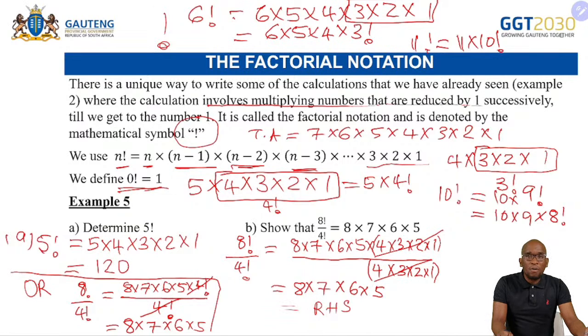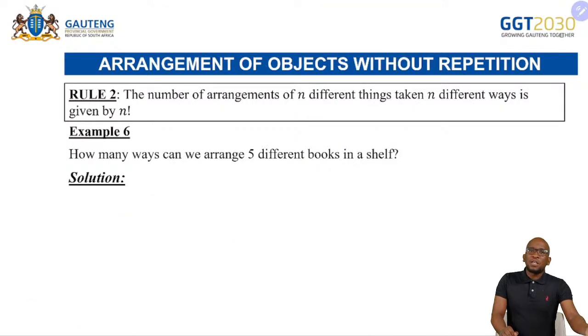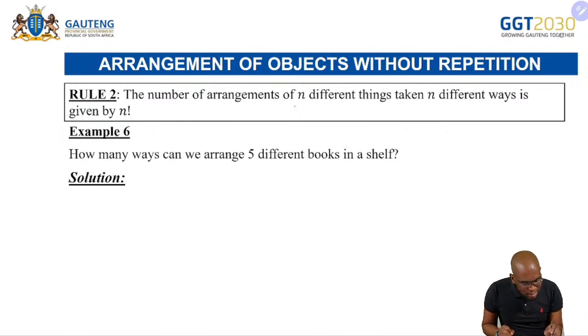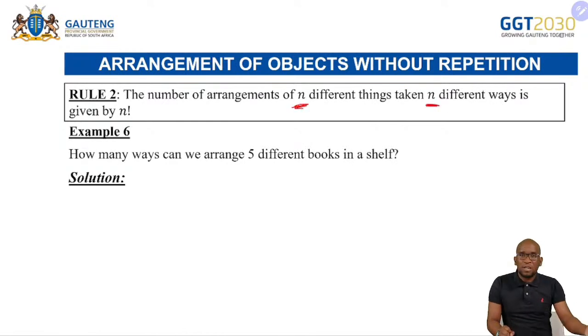Right, moving right along. Now that we've defined our factorial, we can then move on to rule 2. Rule 2 states that the number of arrangements of n different things taken n at a time is n factorial. Say for an example, you have 5 books that you want to arrange on a shelf that has 5 spaces, then you can arrange them in 5 factorial ways. They are saying it's n different things taken n at a time. You have 5 books, you want to arrange all 5 of them. Then you can say that is given by n factorial, or 5 factorial.